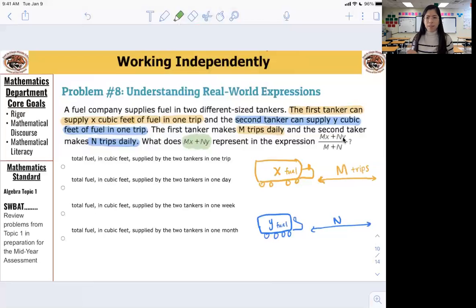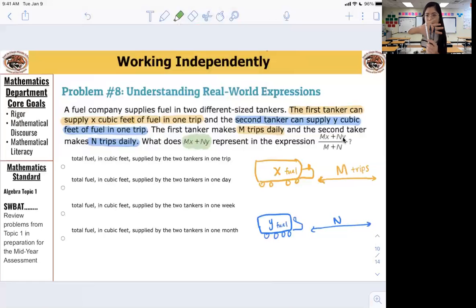So now let's think about it with this fuel situation. X amount of fuel times M, if I multiply those two things together, I get the total amount of fuel that the tanker can bring to that location. Same thing that Ajaira just did.